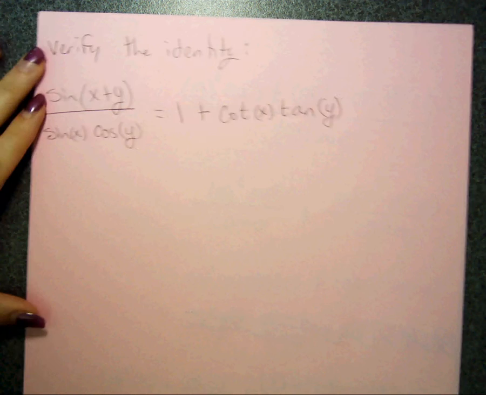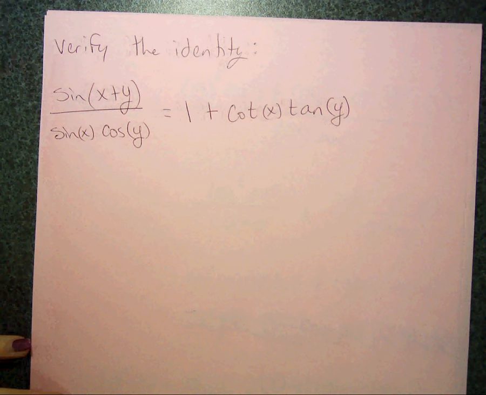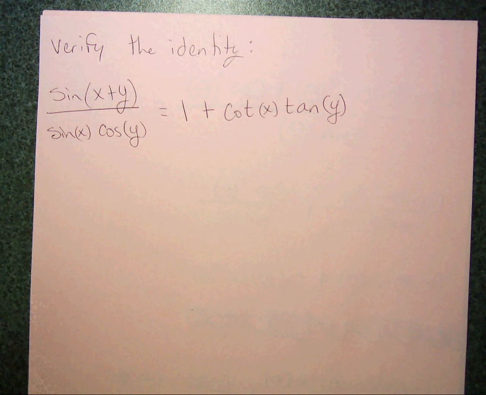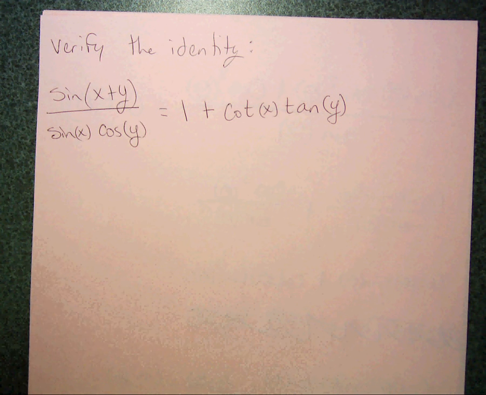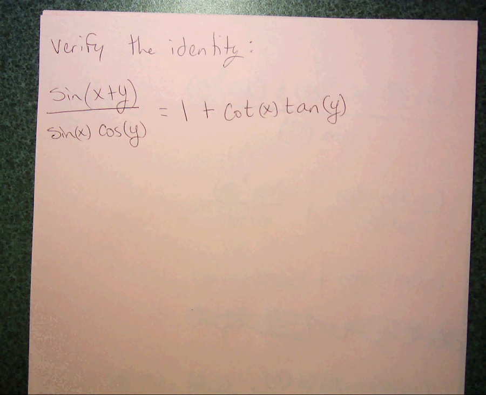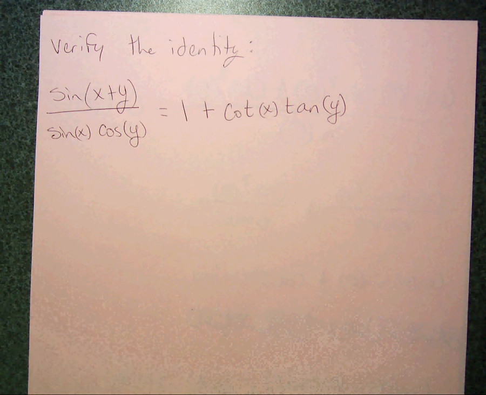All right, so we're going to verify the identity of sine of x plus y over sine of x times cosine of y equals 1 plus cotangent of x tangent of y. Remember, whenever we're verifying identities, we want to pick the side that's most complicated. Generally, if it's got a fraction, it's going to be the more complicated, not always, but generally that's how it'll work. So I'm going to pick the left-hand side to start with.